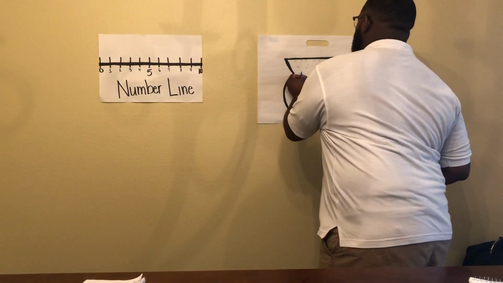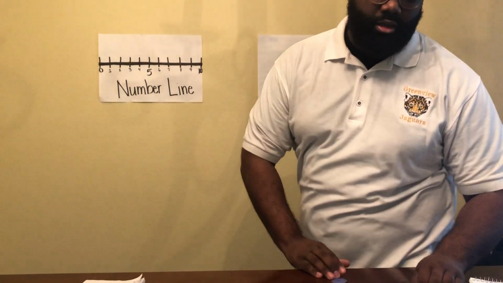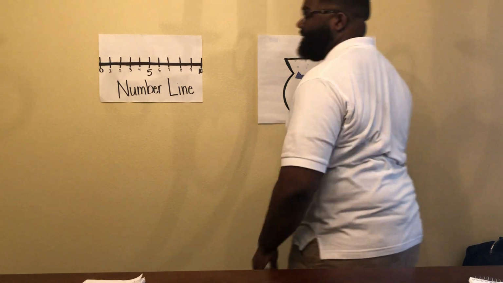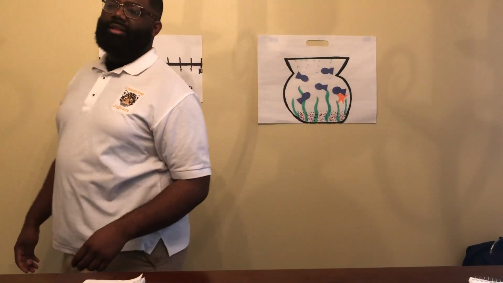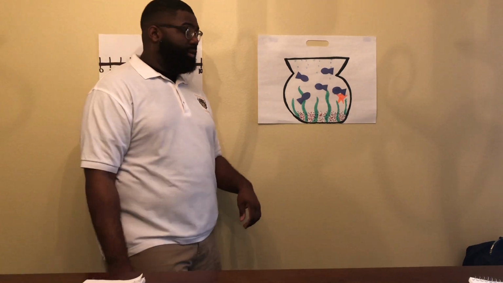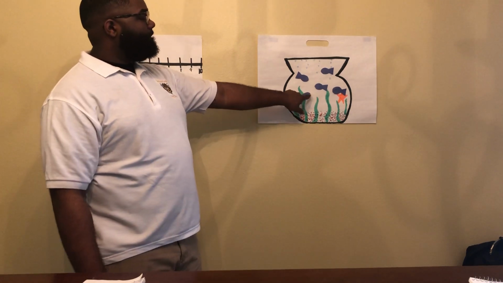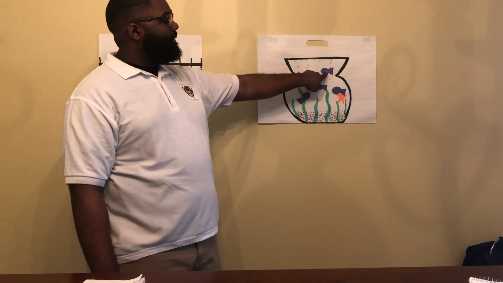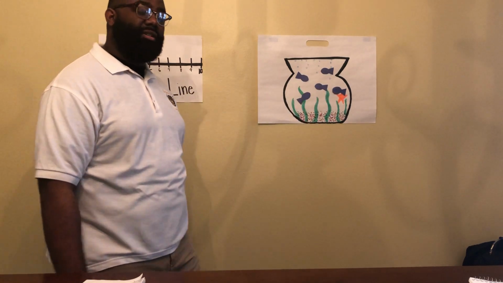1, 2, 3, 4, 5. That's 5 fish, right? You agree, disagree? Let's count it just to be sure. We're gonna double check. 1, 2, 3, 4, 5. That's 5 fish. All right.